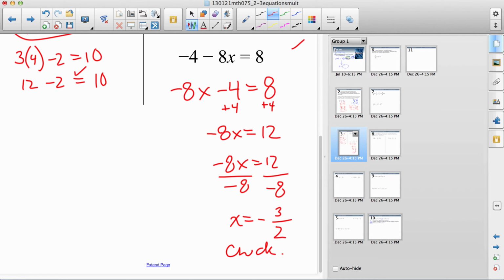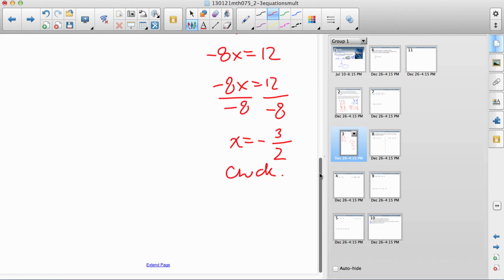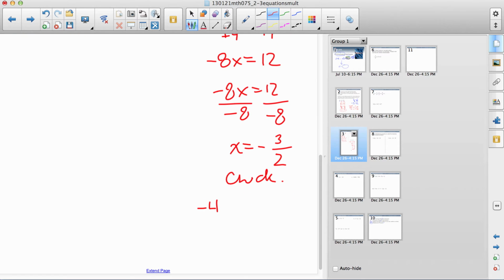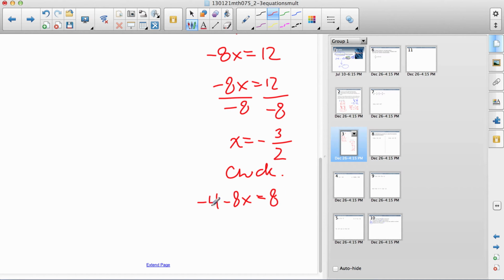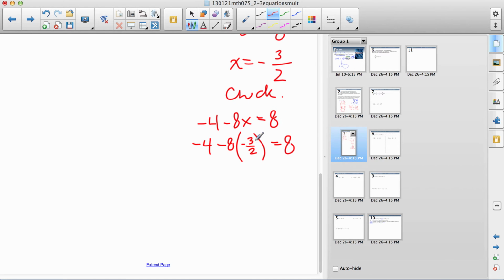And then you should check. Maybe I'll show you the check with this one just because it looks a little nasty. Negative 4 minus 8x equals, what is it? 8. So negative 4 minus 8, and for x, I got negative 3 halves. So I put negative 3 halves right there. Is that equal to 8? That's our question. So negative times a negative, this will be a positive. So the negative 4 out front stays, but this times negative is a positive. 8 times 3 is 24, and 24 divided by 2 is 12. Okay, is negative 4 plus 12 equal to 8? I'm down 4, I gain 12. Sure enough, that gives me 8. Therefore, that's a correct answer.